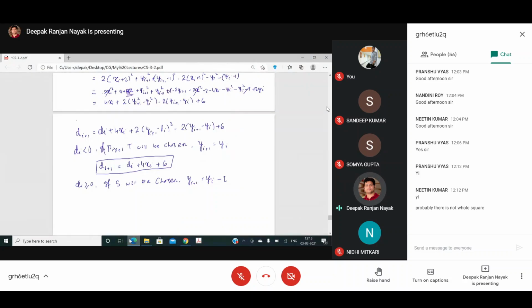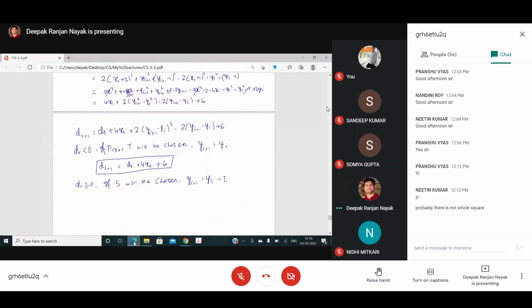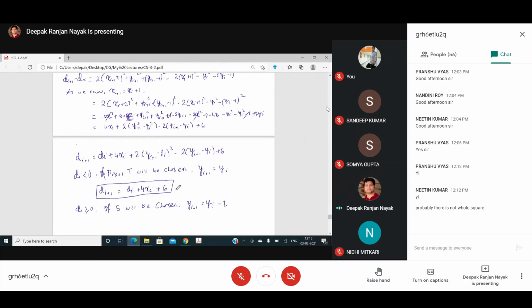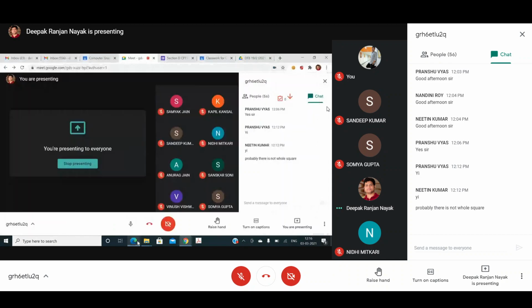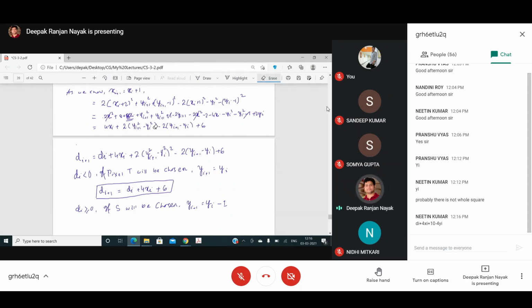So what will be the final equation here? Okay. So there's a mistake here. Nitin has said there's a mistake here actually. Yes, Nitin, absolutely correct. This is square, this square minus this square. There's no whole square here. Thank you. This is what we have written here.